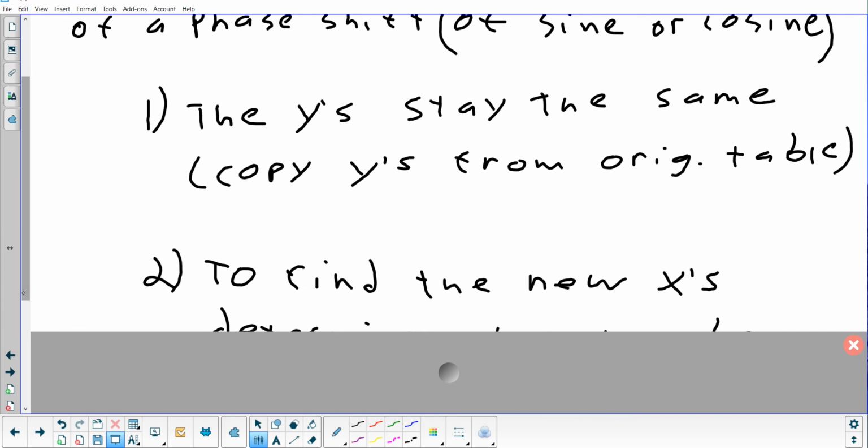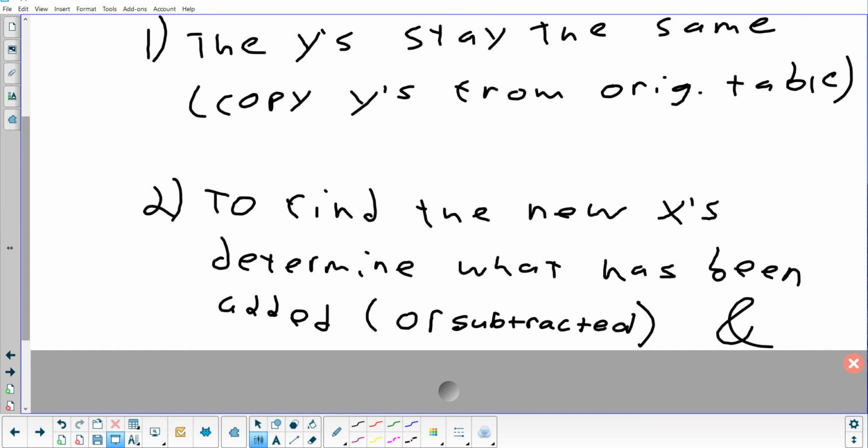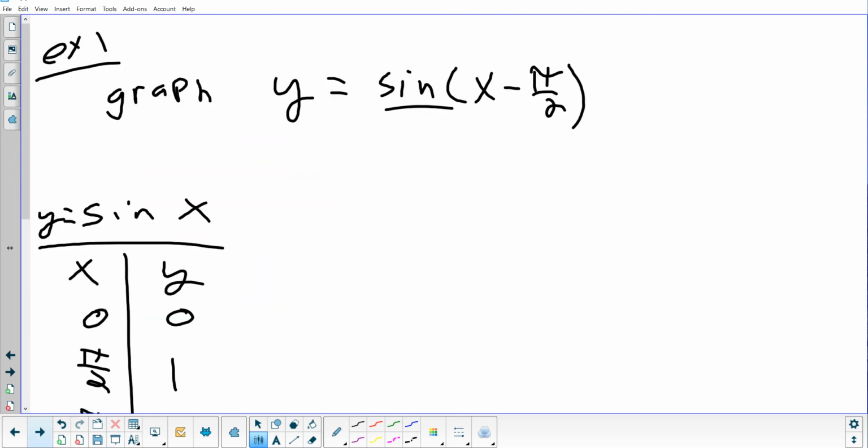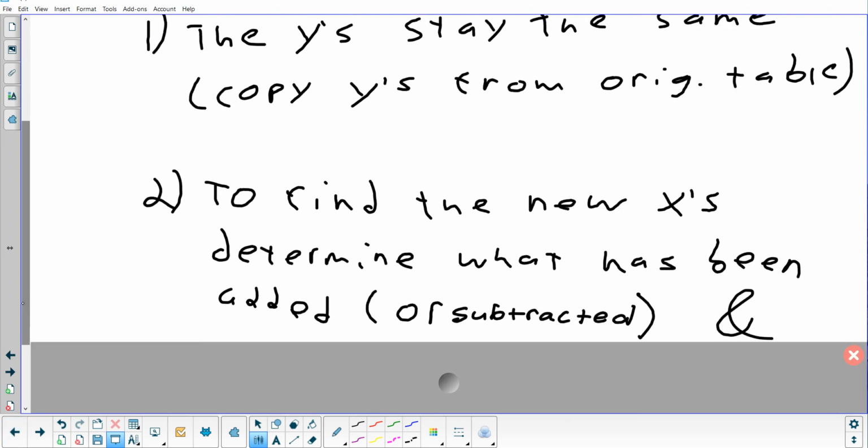How do we figure out the new x's? Well, first thing is you look at your problem, and you look at what has been added or subtracted inside the parentheses. Like in this case, you minus pi over 2. That's subtracting pi over 2. Now, what did we say about subtracting? Which way does the graph move when you subtract? It moves to the right. Think about if you had a coordinate and you wanted to move it to the right. We know the x value would change. What happens when something moves to the right? What happens to the x value?